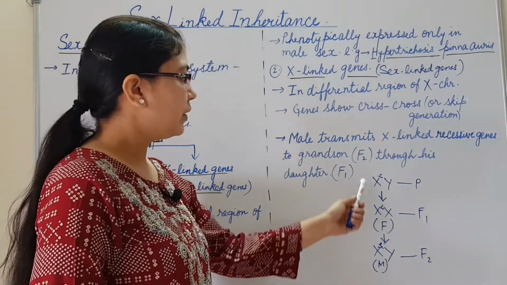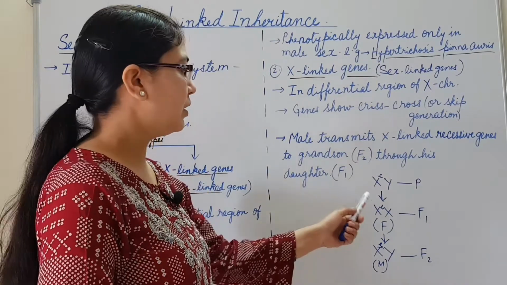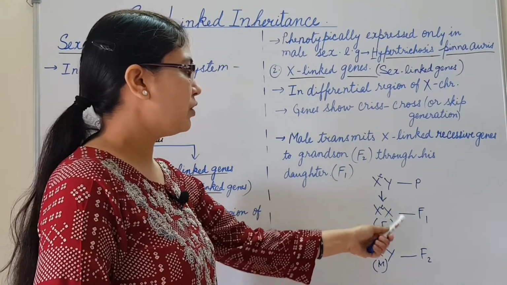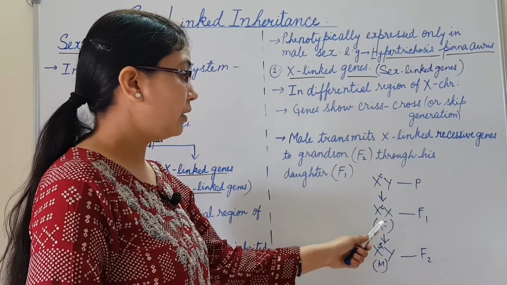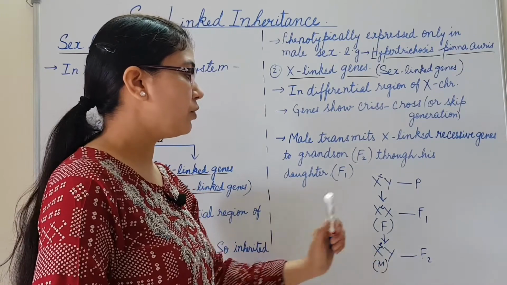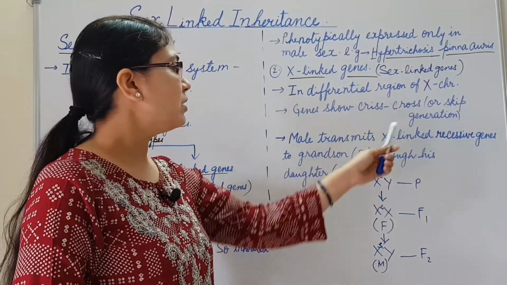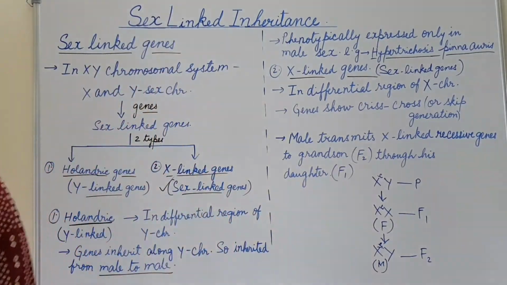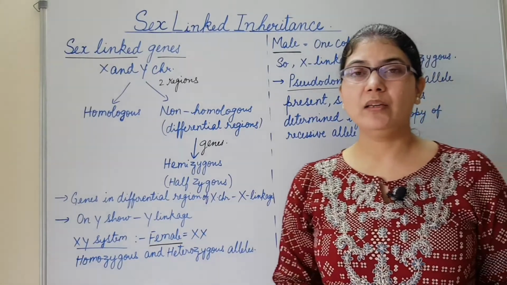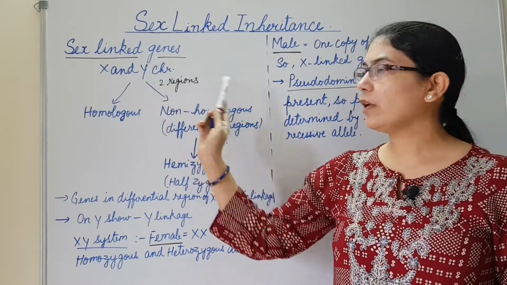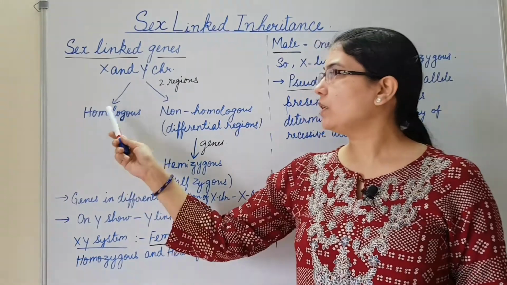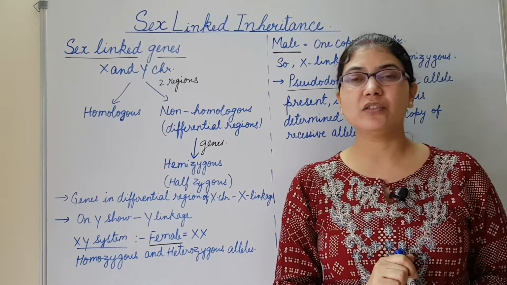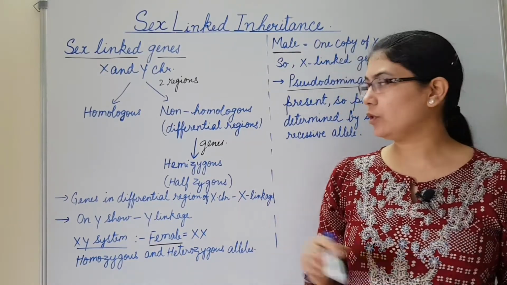So we can see it is expressed in the parental generation, then in the next generation, the F1 generation, it is not expressed. Again in the next generation, the F2 generation, it is expressed. This is known as the crisscross pattern, or skip generation. In the X and Y chromosomal system, the X and Y chromosomes have two regions. One is homologous and the other is non-homologous, also known as the differential region, as discussed in the previous videos.